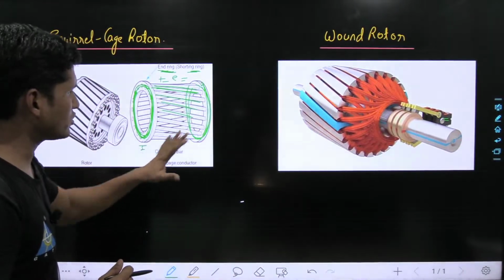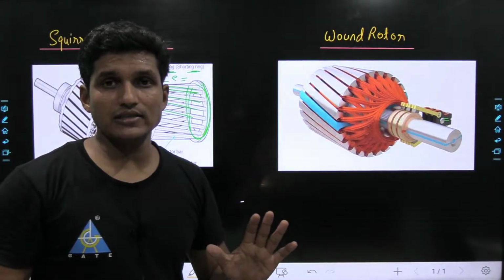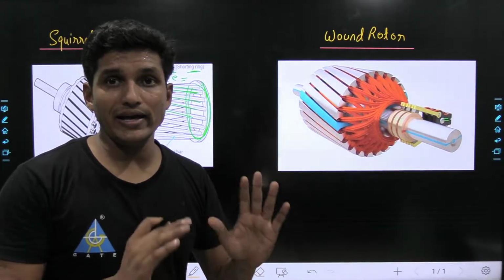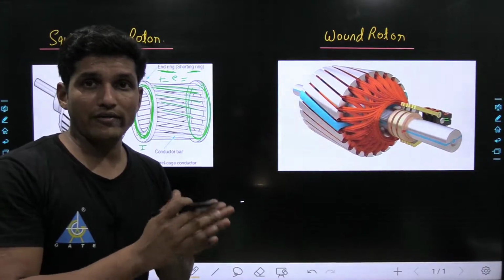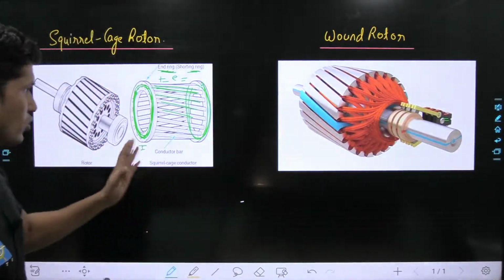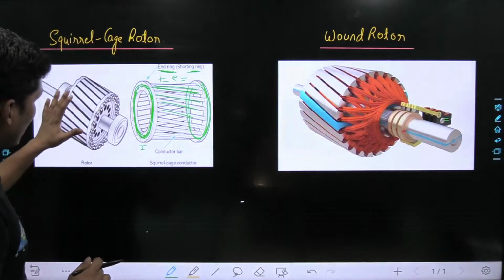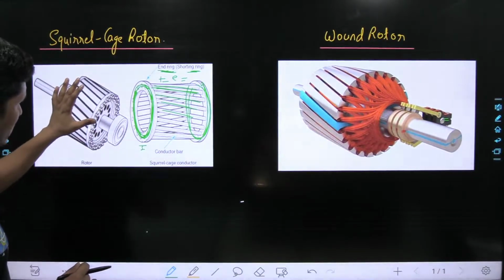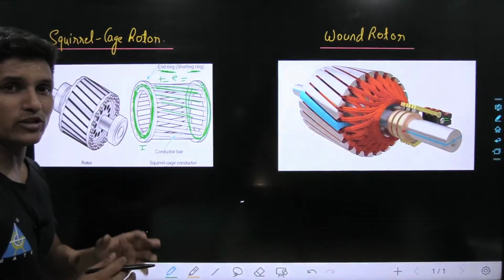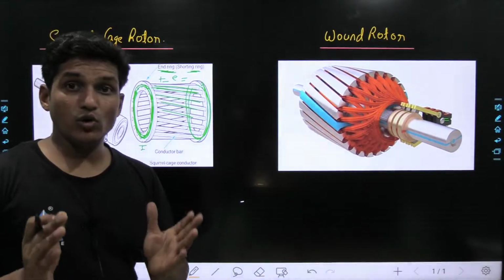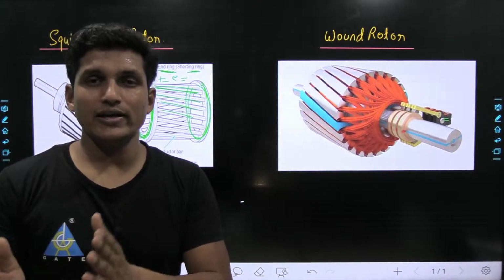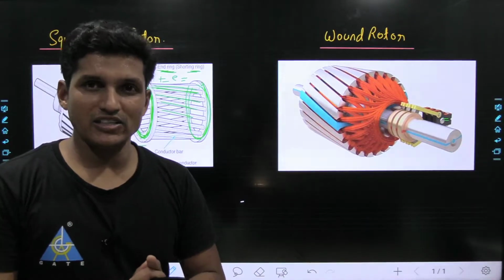In squirrel cage rotor, we are not able to add external resistance because there are no terminals, we are not having any terminals outside the rotor. Without the rotor bars and core, it looks like a cage of a squirrel. That's why it is known as squirrel cage rotor. And the motor which consists of a squirrel cage rotor is known as squirrel cage induction motor.